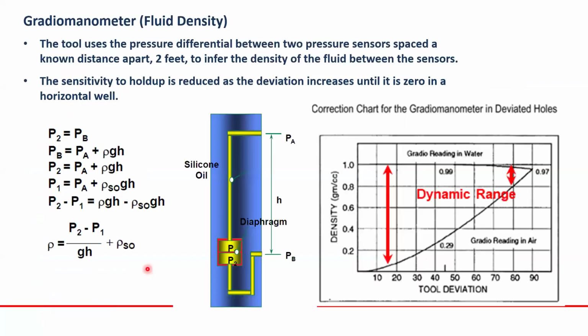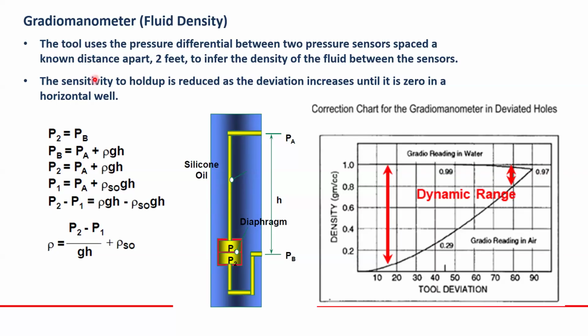I will talk about tool by tool briefly. So in brief, the gradiomanometer, what is this? It reads the density of the fluid. What does that mean? In the borehole itself, we have oil and water at the bottom. Where is the oil and where is the water in the borehole during production? So this is the function of the gradiomanometer. The tool uses differential pressure between two points.